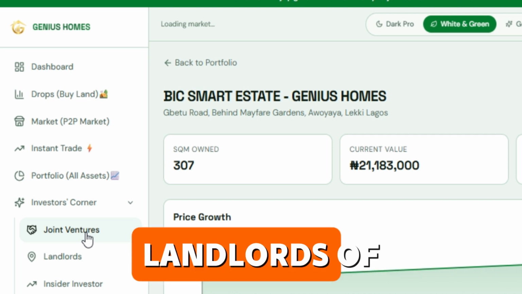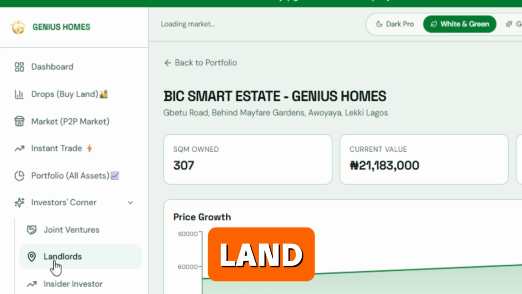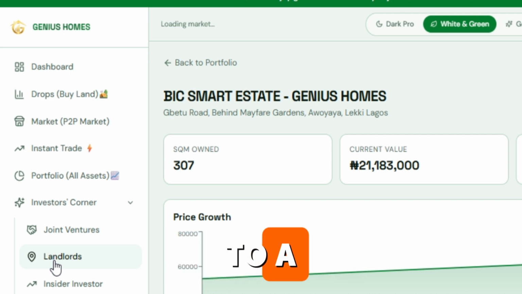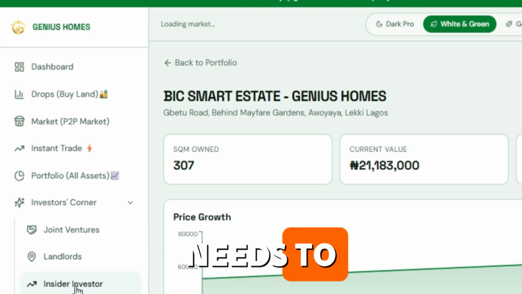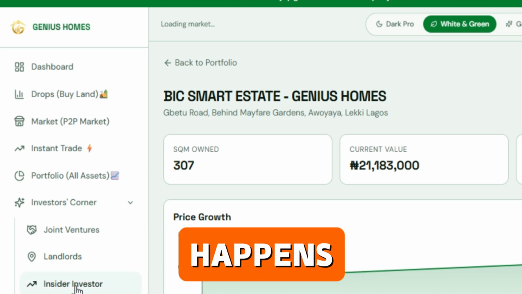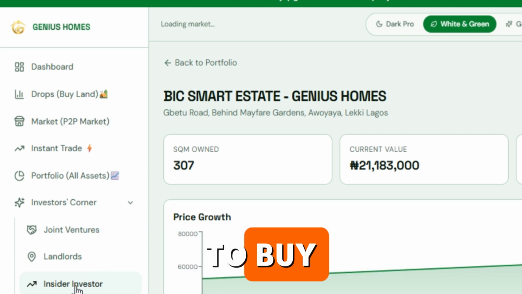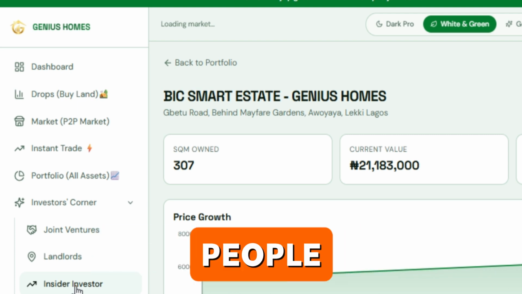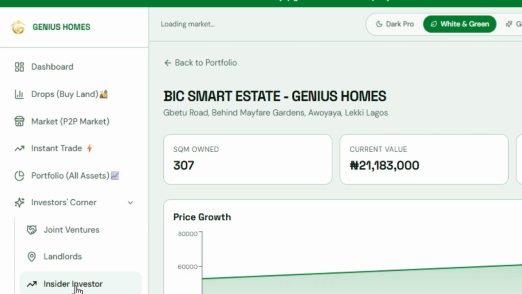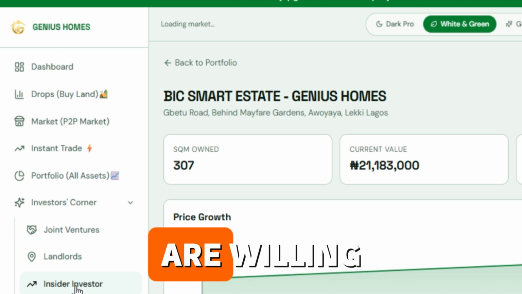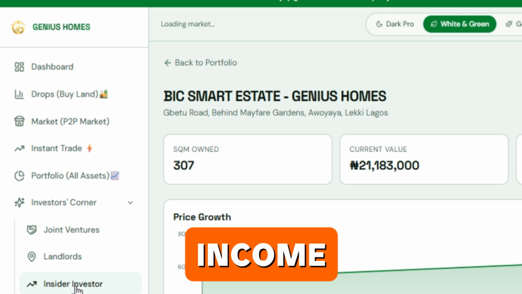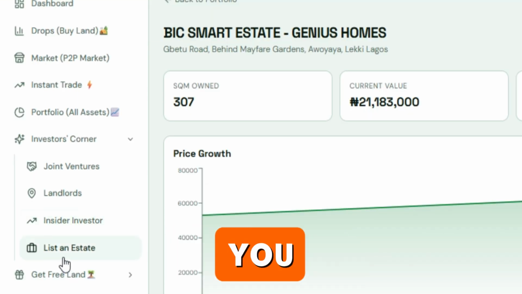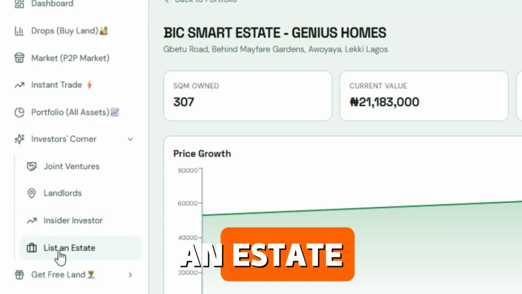Landlord shows all the landlords on the system, people that have purchased land and have holdings in a particular estate. Insider investor is where you actually need to pay attention. Before a drop happens, this is where you get opportunities to buy land and be the one to release land to people on drops. When a drop is happening, you can make money even on the drop immediately. If you are willing to let go of your land at that moment, you are able to gain a lot of income.